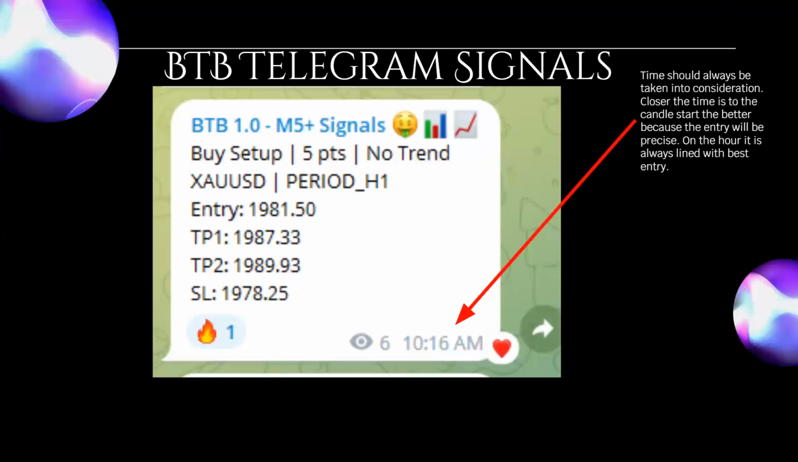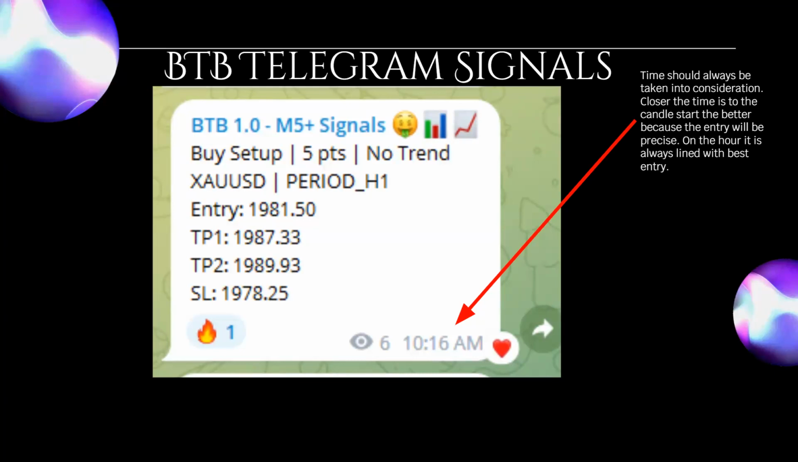All right, talking about the time should always be taken into consideration. The closer the time is to the candle start, the better because the entry will be precise. So what does that mean? This is an hour, so it's going to be on 10 and 11 o'clock. If it was a 15-minute candle, the candle will come out at 10, 10:15, 10:30, 10:45, and 11 o'clock. Now, if it's a 5-minute trade, then it's going to come out every 5 minutes.